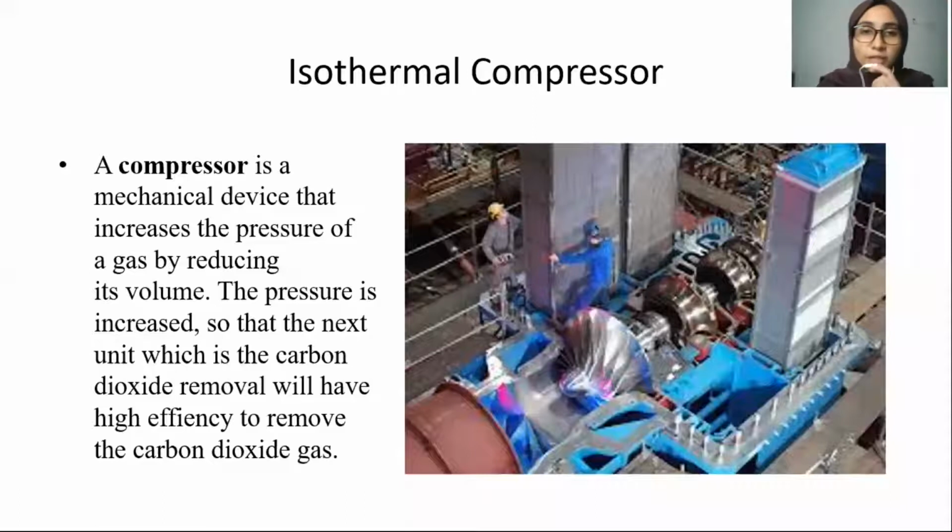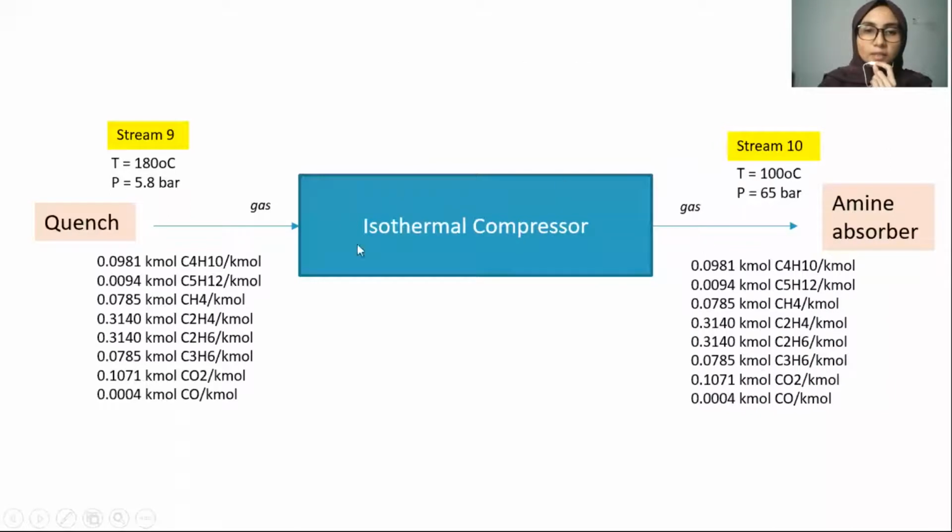Now we proceed with the isothermal compressor. A compressor is a mechanical device that increases the pressure of the gas by reducing its volume. The pressure is increased so that the next unit, which is the carbon dioxide removal, will have a high efficiency to remove the carbon dioxide gas. For the carbon dioxide removal, we use the amine absorber. So these are the units.